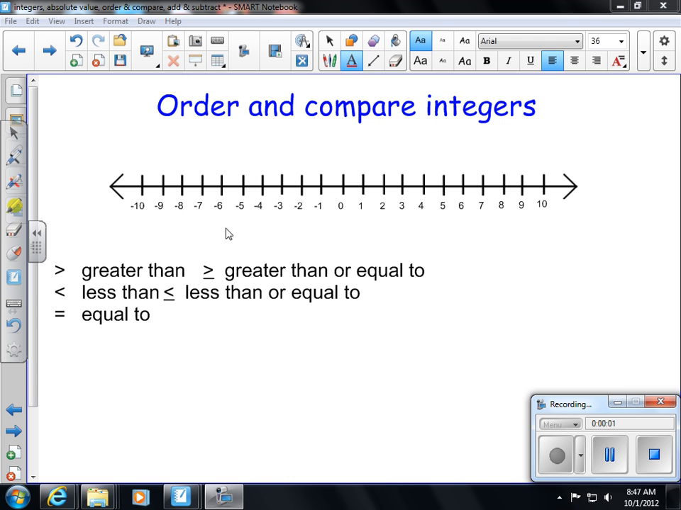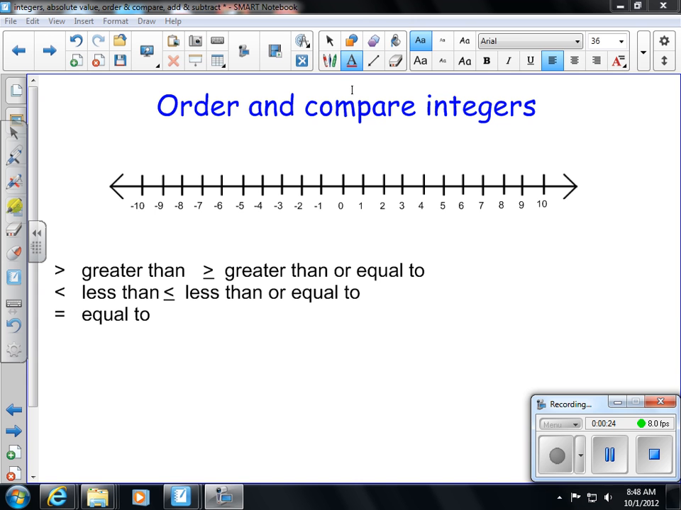Working on ordering and comparing integers. Now, if we remember, integers are positive and negative numbers. If we look at a number line, they are just the dots, or just your markings, or tick marks in this case, on the number line. And we go to the right of 0, which are positives, and to the left, which are negative integers.